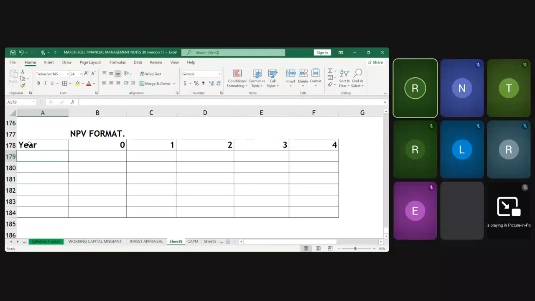So in year 0, 1, 2, 3, 4, first of all, when we are operating, we anticipate to have sales. Your sales are going to start from year 1, which is positive cash, positive cash, positive cash. Those are the sales.